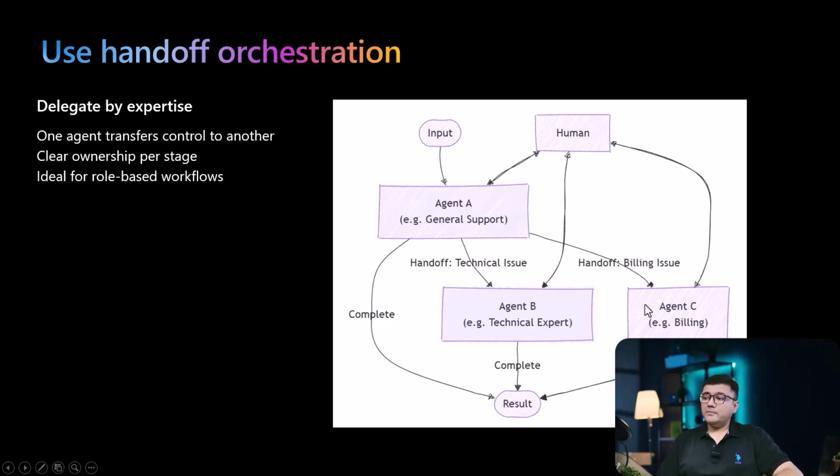If none of them are able to solve this, they can hand that off to a human being, maybe by informing the customer to call this number and connect to a human. Now, in this case, handoff orchestration can have multiple agents which can hand off the work to any other agent which has a specialized role as well as specialized capabilities to perform the task. This is ideal for role-based workflows, and that's why this is a little complex.